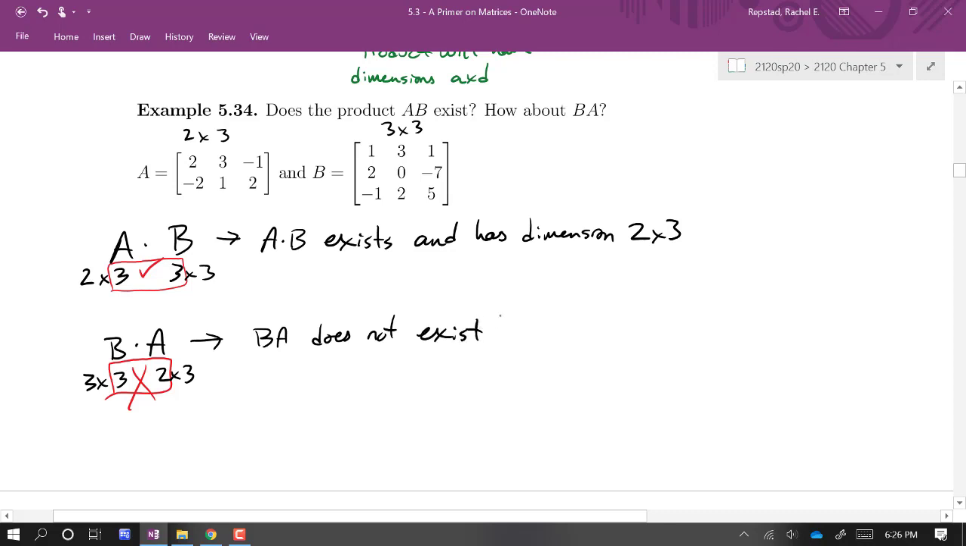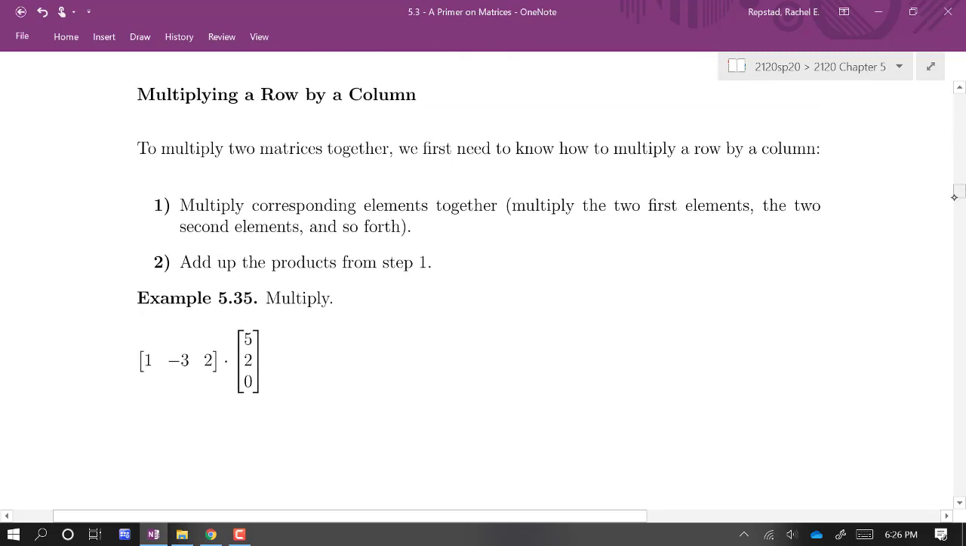So one thing we might observe here is that the order in which we multiply them seems to matter, at least insofar as whether or not the product is defined. We could multiply A times B, but we can't multiply B times A in this case. So now let's think about how we actually do the multiplication, and we're going to build up to it.